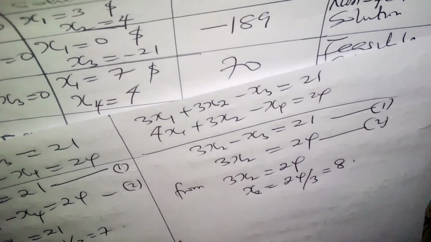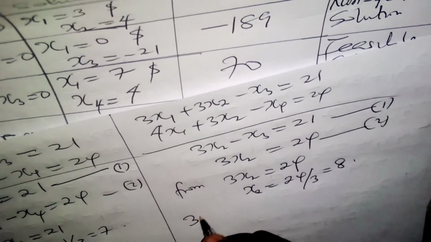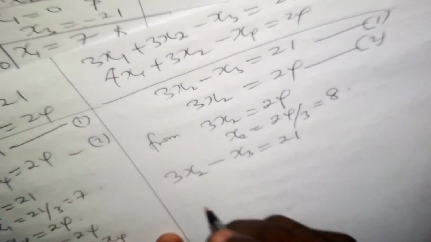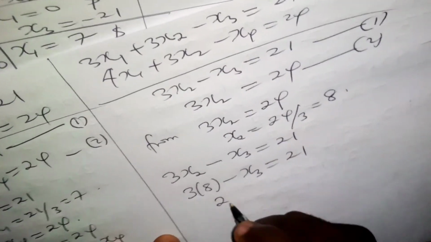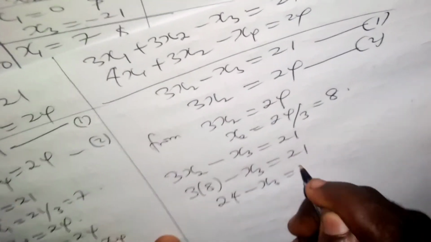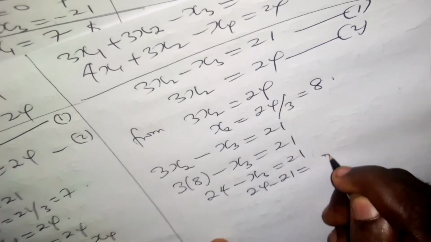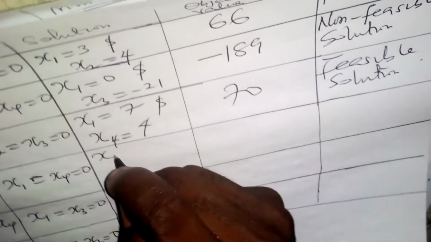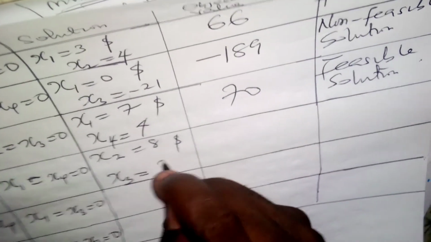Then using back substitution, substitute into equation 1 to solve for x3. We have 3 into 8, 24 minus x3 equals 21. 24 minus 21 equals x3. The answer here becomes 3. So we'll go back. We know that our x2 is equal to 8 and our x3 is equal to 3.